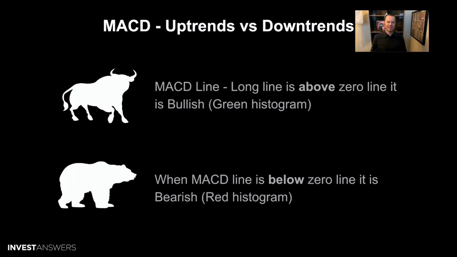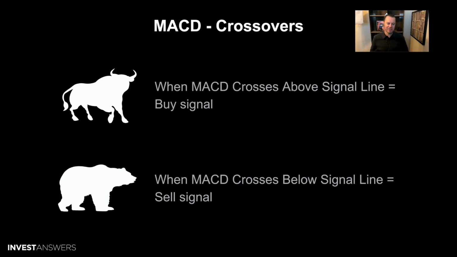So with MACD, it's important to understand your uptrends and downtrends. And MACD works best in trending markets. So trends go up or down. When it's flat and trading sideways, it's less effective. So a bullish sign for MACD line, the long line is above the 0 line. It is bullish. This is the green histogram. And when the MACD line is below the 0 line, it's bearish, red histogram. Real simple. Again, bullish above 0 line, bearish below the 0 line. And I'll show you lots of examples.